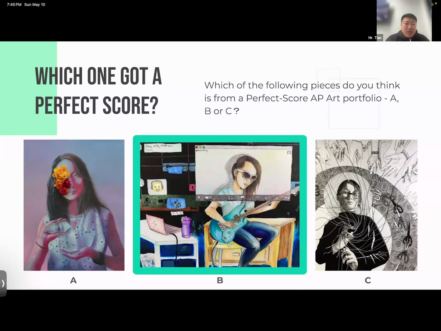Now you may be wondering, why did this work get a higher score even though the other works seem technically better? The reason is AP art is not just about drawing skills. The AP exam focuses more on ideas, investigation, development, and artistic thinking. So today we're going to take a look at how AP art is really scored, and why strong technical skill alone is not enough to get a 5. Let's go to the next page.